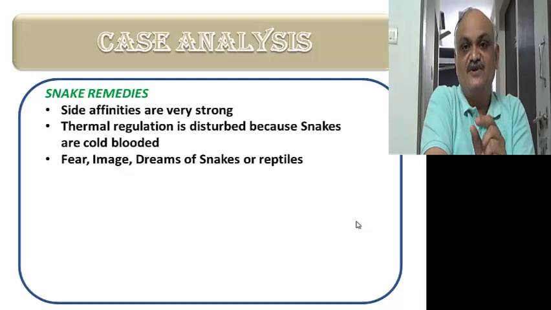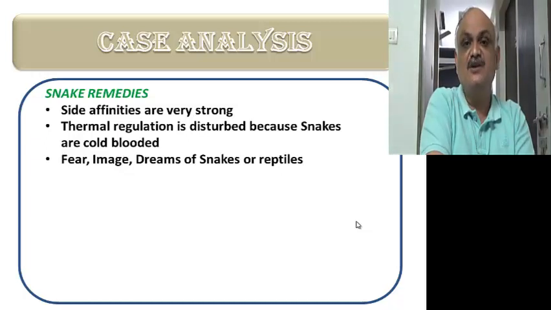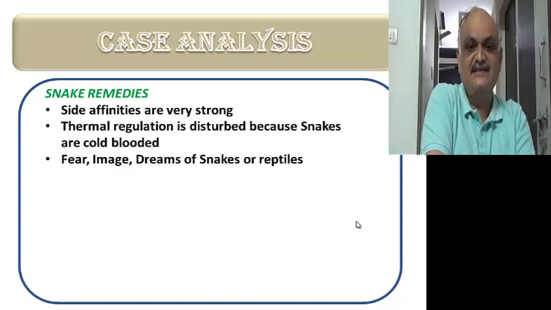And here what we have? Coldness. Coldness is not characteristic or common in fever, right? Rigors are there, chill is there, but internal icy coldness is not common. That means the body is not able to do the thermal regulation of that patient. This is another characteristic of the snake remedy.